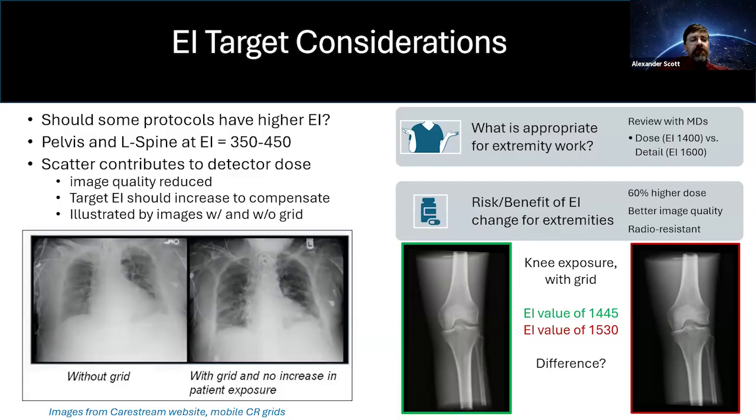And these two pictures demonstrate how much of a difference removing the scatter or adding the scatter back in makes. The left picture is without the grid, so that means that scatter is hitting the detector. And almost all of the mediastinal contrast is lost. All you can really see, I guess, is some of the lung field and maybe the boundary of the pericardium.